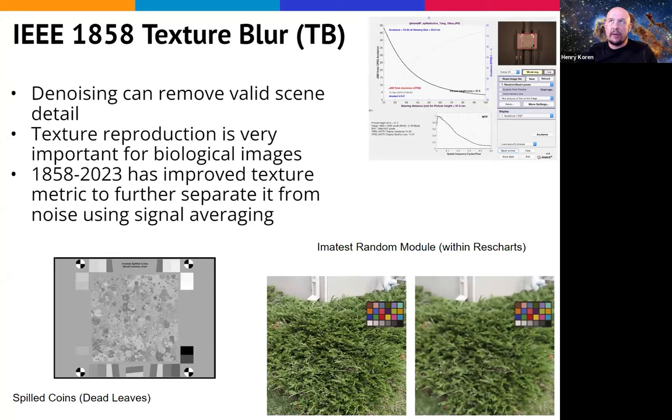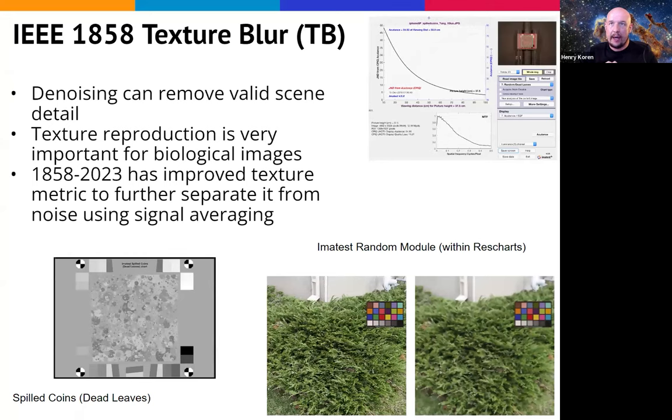And there's a recent revision to the camera phone image quality IEEE 1858 standard, which better separates the noise analysis from the texture blur analysis by performing signal averaging. You take a large number of exposures of this texture target, which we call the spilled coins target, and you average them together, and it removes the noise through that averaging process. In the past there have been issues where, at low light, the noise can masquerade as texture. This new method allows you to really measure the texture blur.